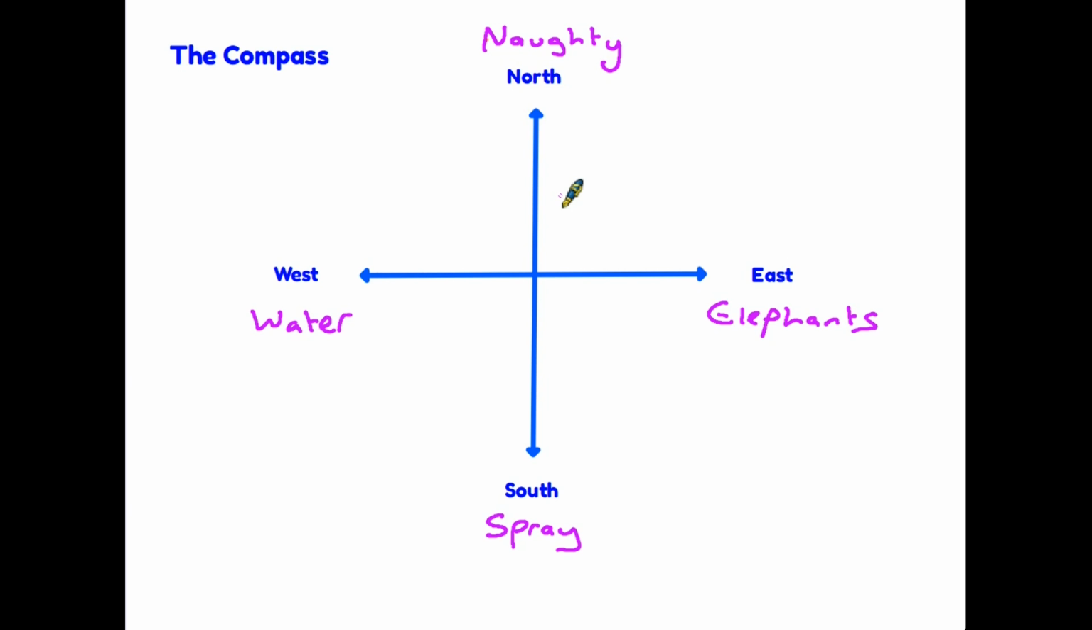And finally, let's finish with a quick tip. If you are having difficulty remembering the main 4 points of a compass, think of the initials N, E, S, W. Could also stand for Naughty Elephants Spray Water.